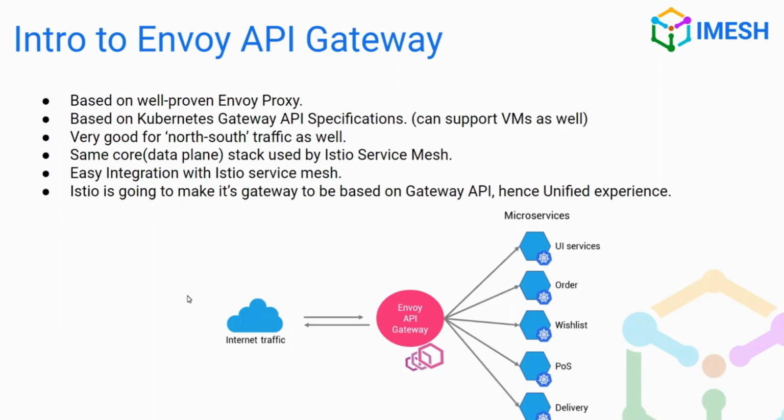And the last but not the least, Istio is going to make its gateway follow the Gateway API. Currently Istio implements its own gateway implementation, but they are bringing that implementation to follow the specification of Gateway API. It means again it will follow the same standards and it will be much easier to understand. If one knows one part, then it will be easier to maintain and understand the other part as well. So it means a unified experience will be there.